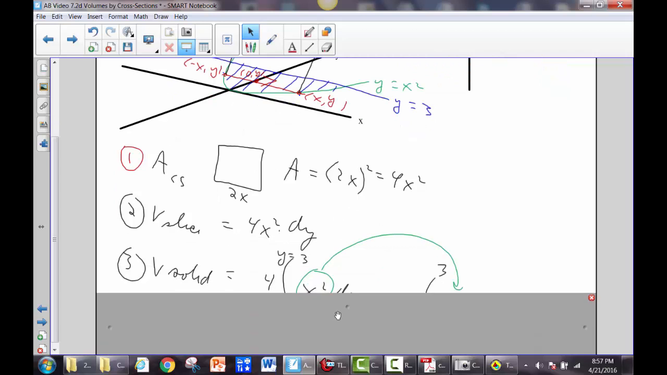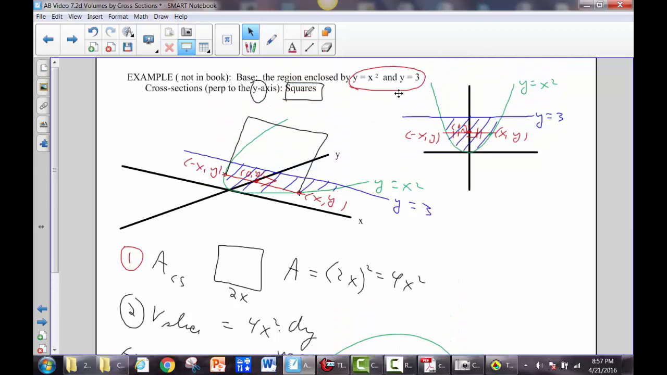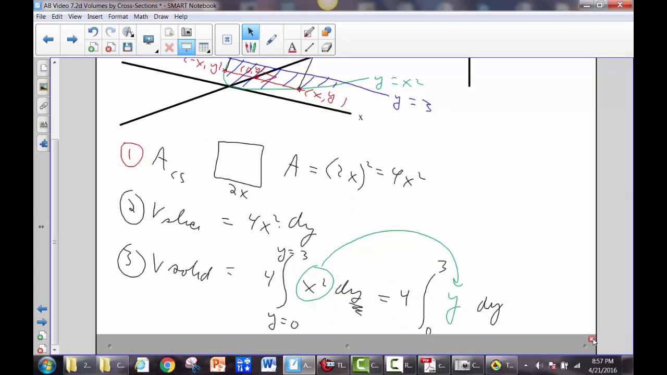Stick a dy on that and integrate from the bottom to the top, which is y equals 0 to y equals 3. And again, replace x squared in terms of y. Well, x squared is equal to y. And there's the integral that you would actually integrate. By the way, most of these integrals are not very difficult.